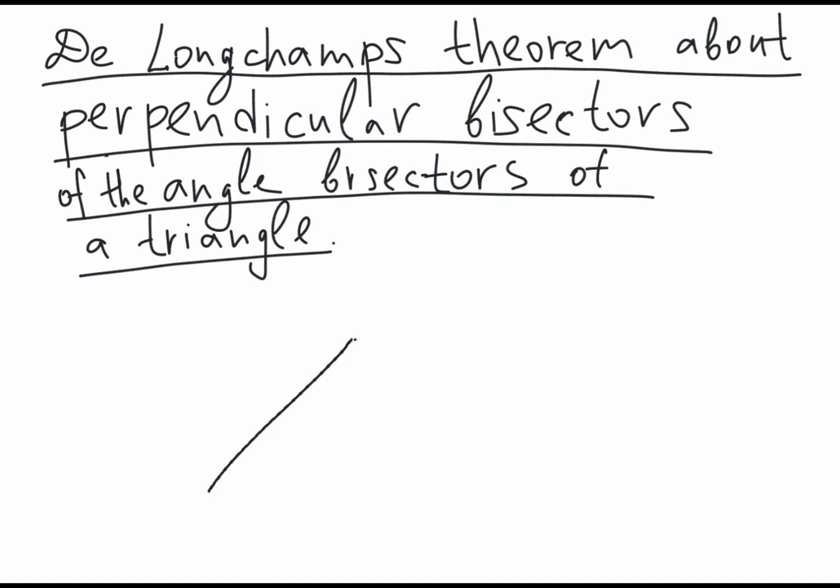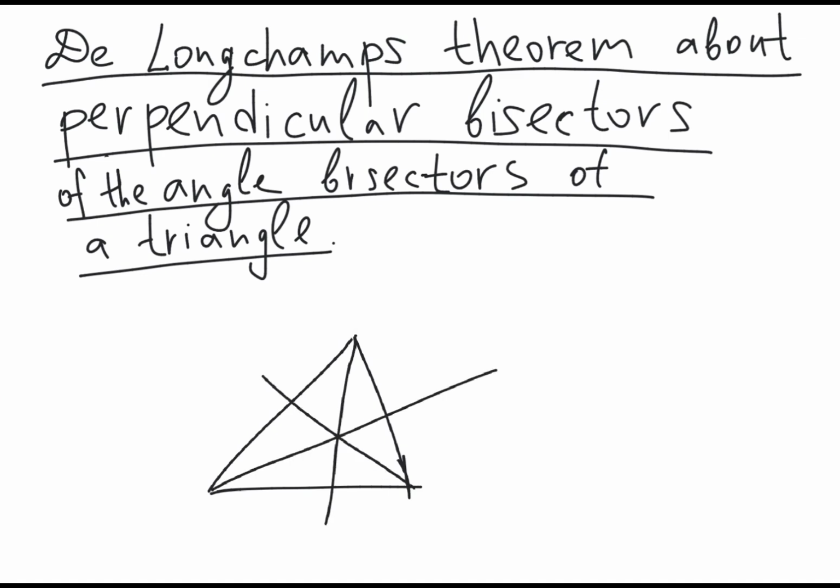Okay, in this video I'm going to talk about the theorem about perpendicular bisectors of the angle bisectors of a triangle. So basically we have an arbitrary triangle, let's say something like this, and we consider the angle bisectors of this triangle. So this, and this. So these two angles are equal, these two angles are equal, these two angles are equal.